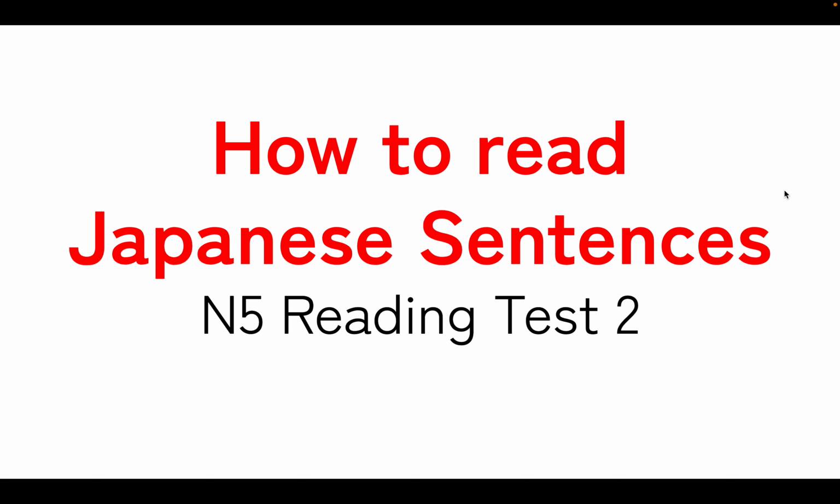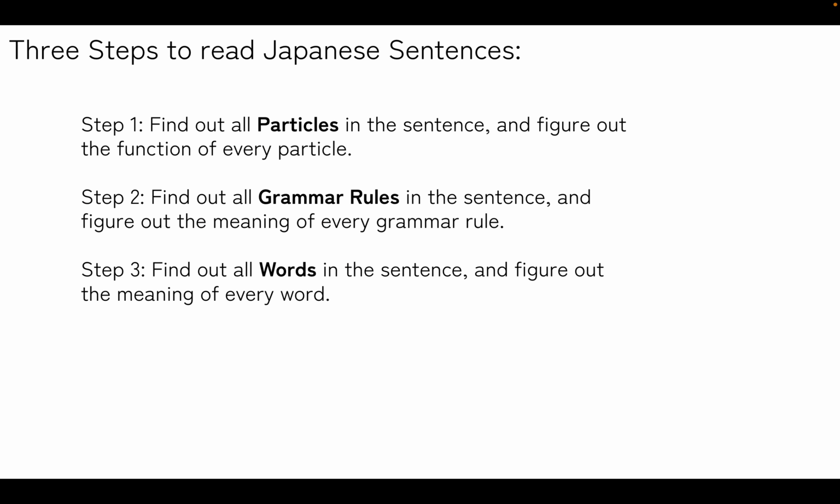Hi, I'm Marshall. In this video, I want to teach you how to read Japanese sentences using N5 Reading Test 2. The 3 steps to read Japanese sentences. Step 1 is find out all particles in the sentence and figure out the function of every particle. And step 2 is find out all grammar rules in the sentence and figure out the meaning of every grammar rule. And step 3 is find out all words in the sentence and figure out the meaning of every word.